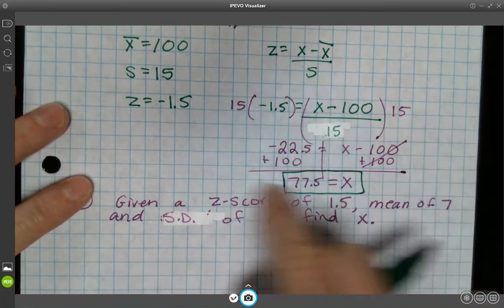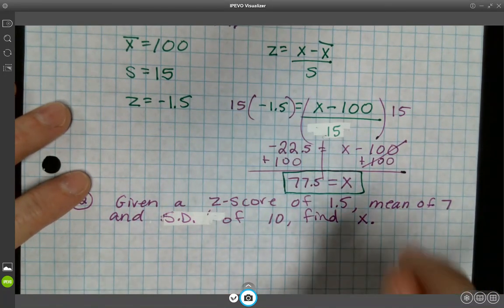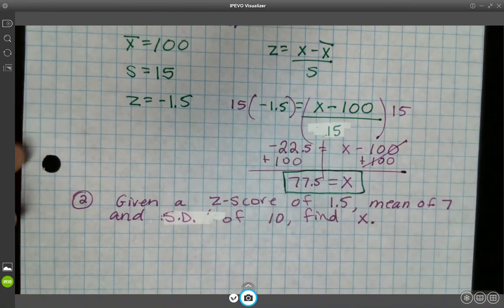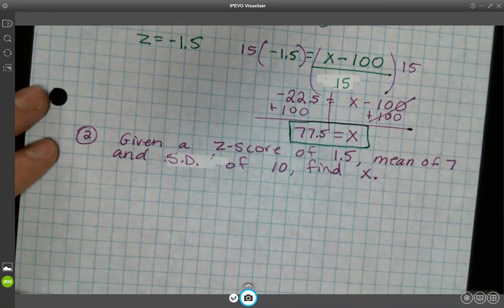If you can work it out a different way in your head, however it makes sense, you can do that, or you can use this formula. All right, let's look at one more example. Given a z-score of 1.5, a mean of 7, and standard deviation of 10, find x.